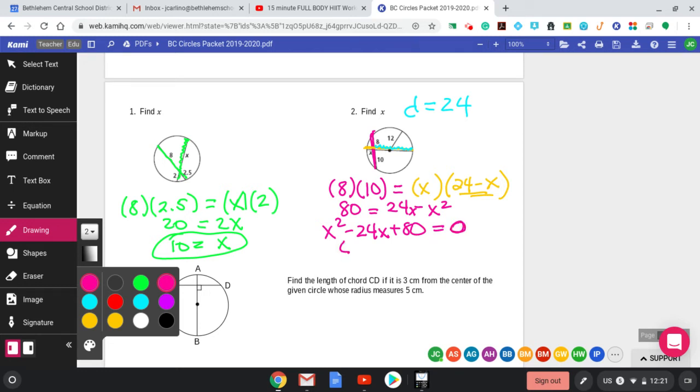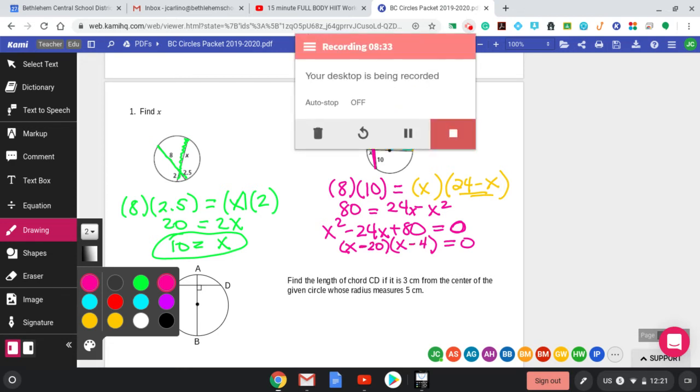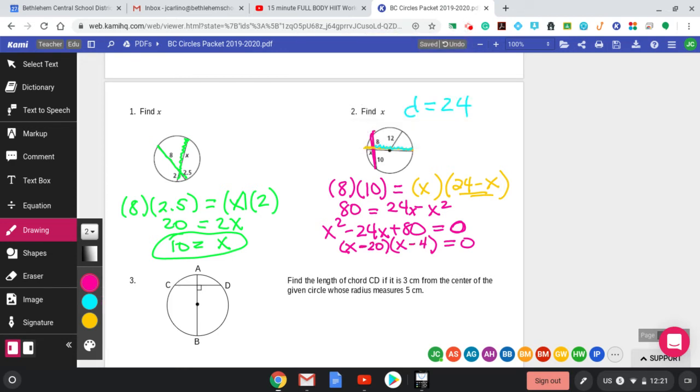You are going to pause the video right now and find 2 numbers that multiply to 80 and add to negative 24. If you have to do the y equals trick, you do it. All right, so go ahead, pause the video. 2 numbers that multiply to 80, but add to negative 24. So you should have had negative 20 and negative 4. Now keep going. X equals 20 and x equals 4.